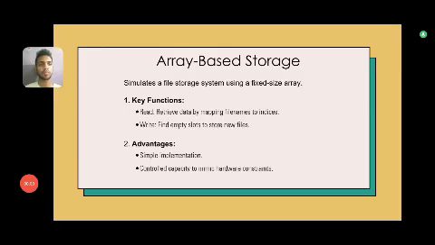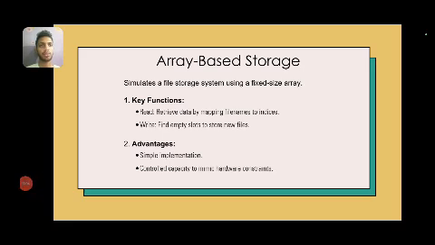Next, I'm going to explain array-based storage. It simulates a file storage system using a fixed-size array. The first one is key functions. There are two types of functions in array-based storage: read and write. The read function retrieves data by mapping file names to indices. The write function is used to find empty slots to store new files. The advantages of array-based storage are simple implementation and controlled capacity to mimic hardware constraints.